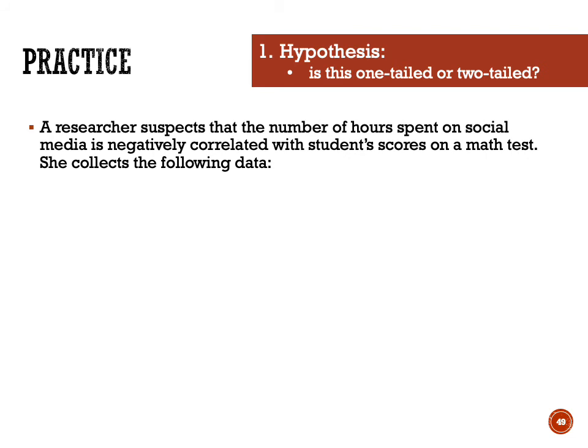So our first step is to figure out if this hypothesis is going to be one-tailed or two-tailed. Well, if we look at this again, the researcher suspects, or that's just another way to say hypothesizes, that the variables are negatively correlated. So this is definitely one-tailed. There's a specific direction hypothesized. This is a one-tailed hypothesis.